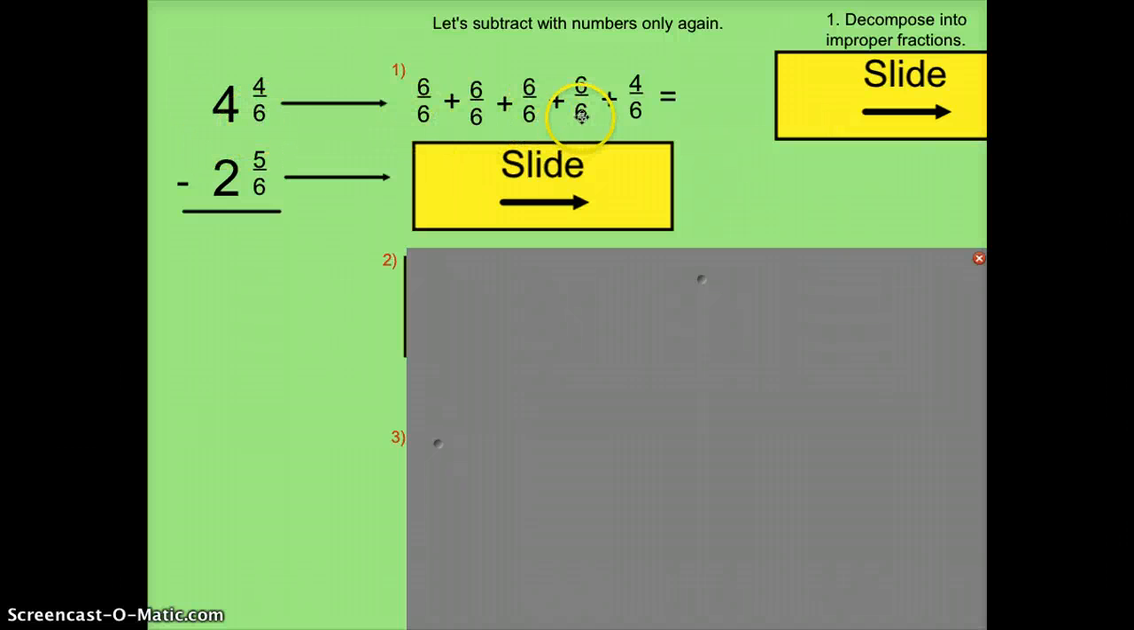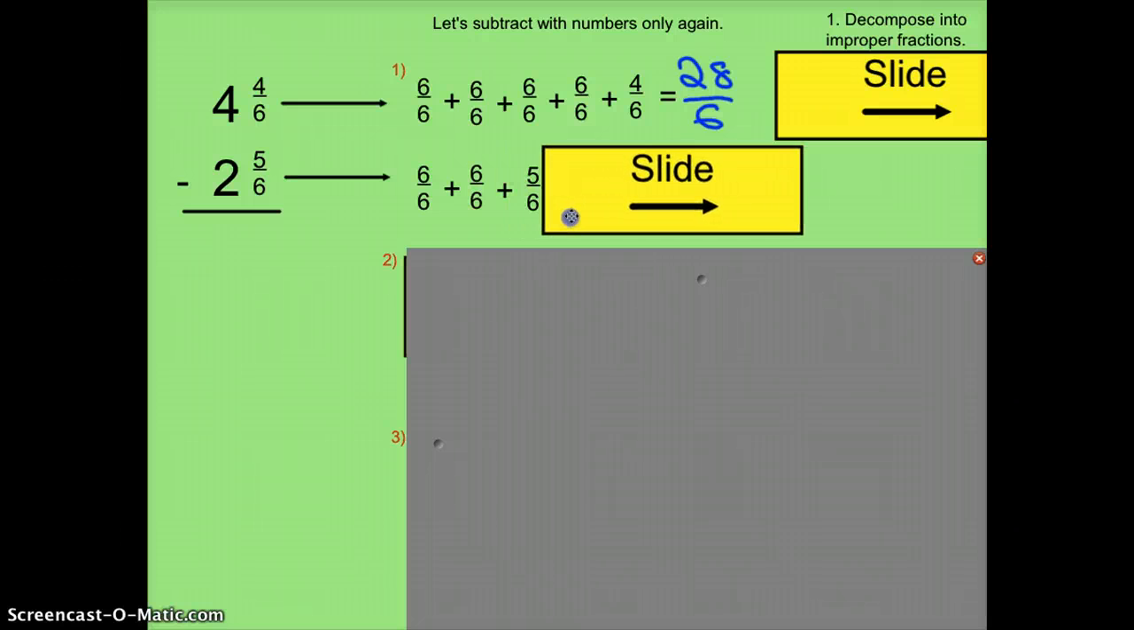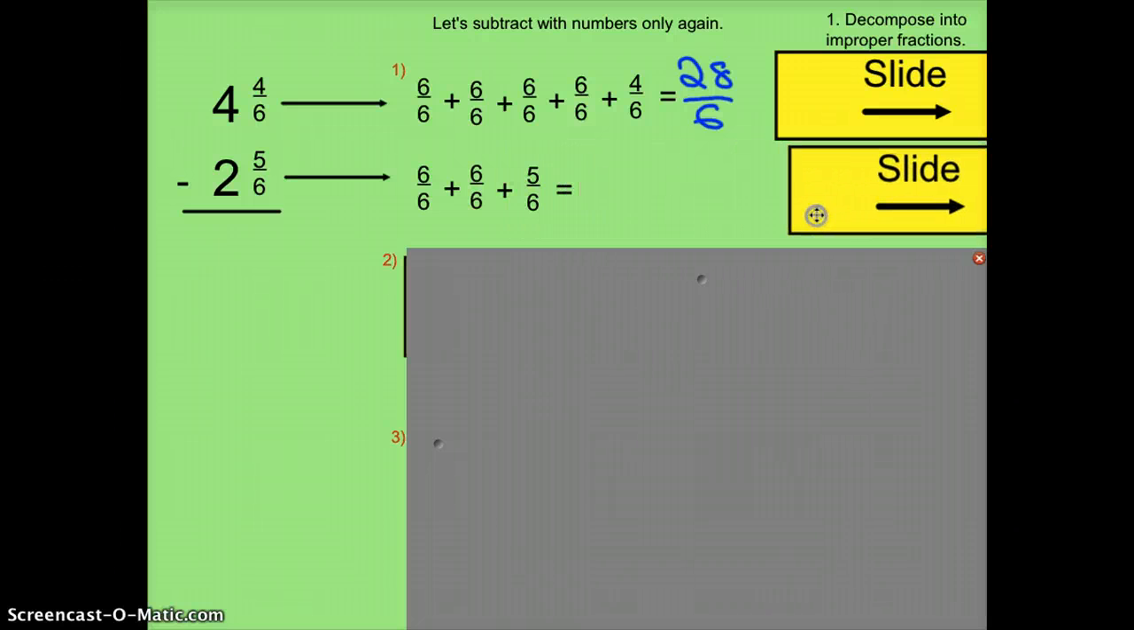1, 2, 3, 4 wholes here and 4/6 equals 6, 12, 18, 24, plus 4 is 28/6. This problem, 6/6 twice. That's once, twice, plus 5/6. 2 wholes and 5/6. If I'm adding my numerators, 6 plus 6 is 12, plus 5 is 17. 17/6.